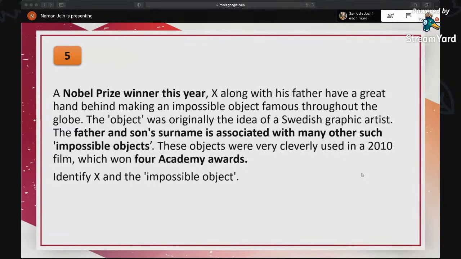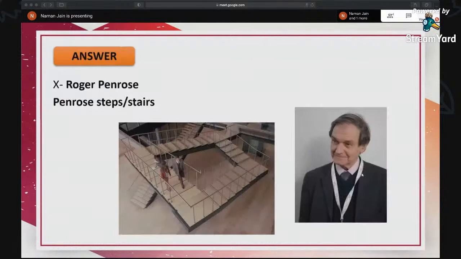I will reply to Atak se Katak on WhatsApp, Arun. Yeah, Akash Gupta says Penrose Stairs. Arun TP says Penrose and Penrose Stairs. Shubhojit, Manas, Abbas. Yeah, perfect. So X is the Nobel Prize winner Roger Penrose. These are the Penrose Steps or Penrose Stairs. So Christopher Nolan fan, Sumedh.